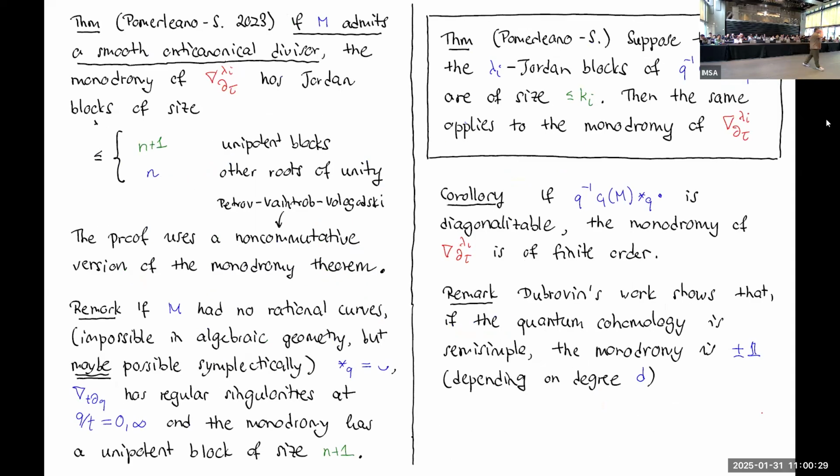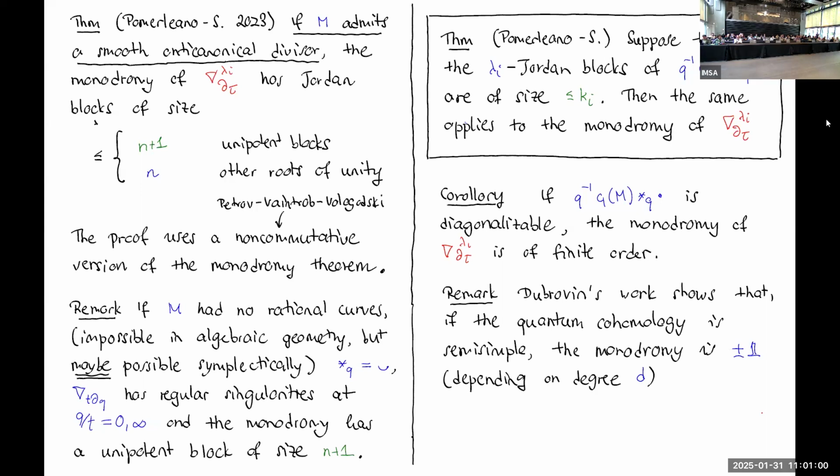So as before, there are two bounds. One depends only on the dimension, the other doesn't. This bound here is dimension dependent. So the monodromy of these has Jordan blocks, and there are two slightly different bounds. If the block is unipotent, which means the corresponding lambda is 1, then the size is n plus 1, where n is the complex dimension of M, excuse me, and otherwise it is n for all roots of unity.